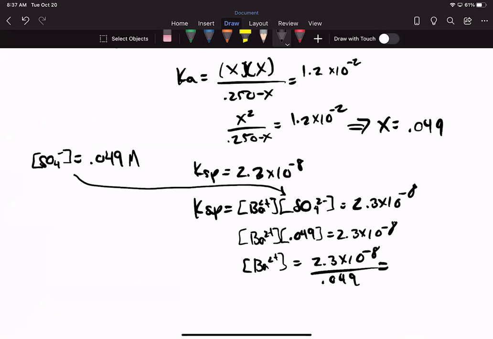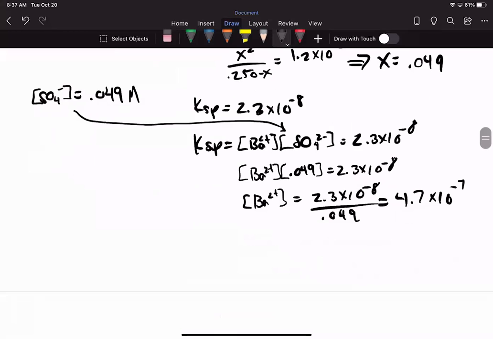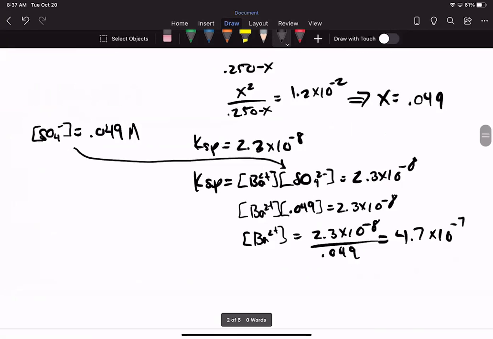Oh, let's see, 2.3, 8, 10 to the minus 7. All right, so we figured out what this molar solubility is.